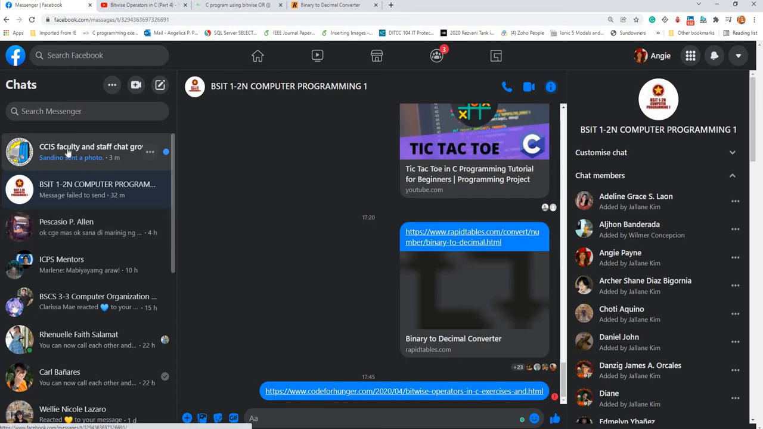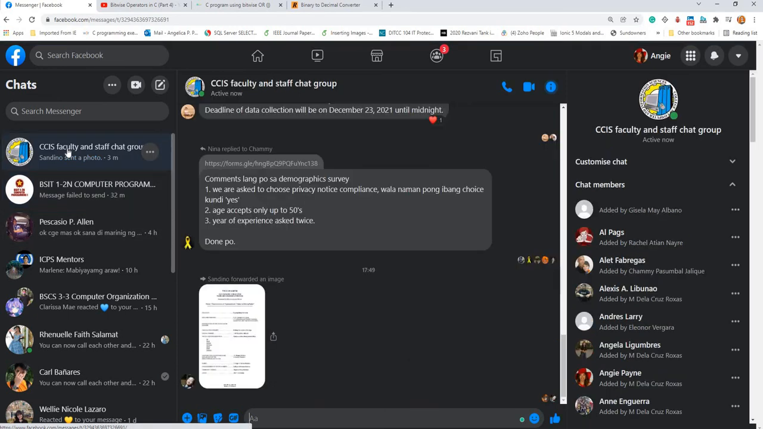Malapit na akong matapos, wag kang makulit. Yung aking asong makulit, diyan ka nga sa baba. Diyan ka sa baba, kulit mo eh.